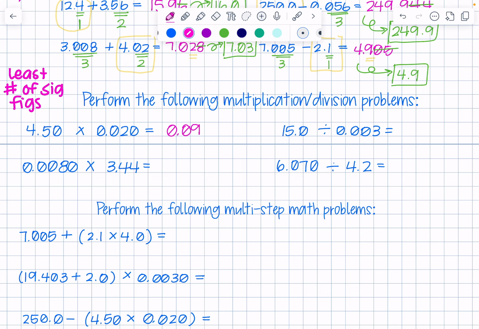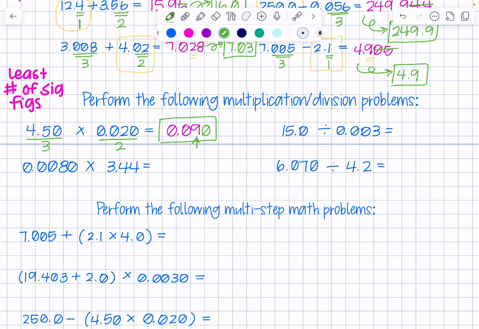And let's see. 4.50 has 3 significant figures. 0.020 has 2 significant figures. So this answer should have 2 significant figures. Currently, it only has 1. To make an equivalent number that has 2 significant figures in this situation, I have to add a second 0. So 0.090.